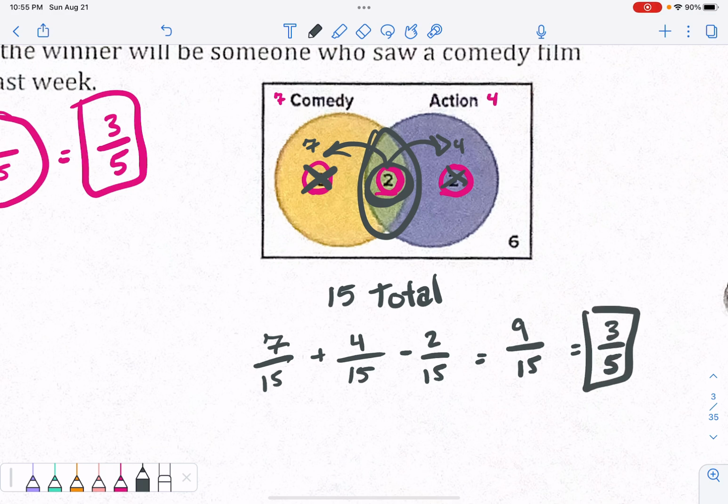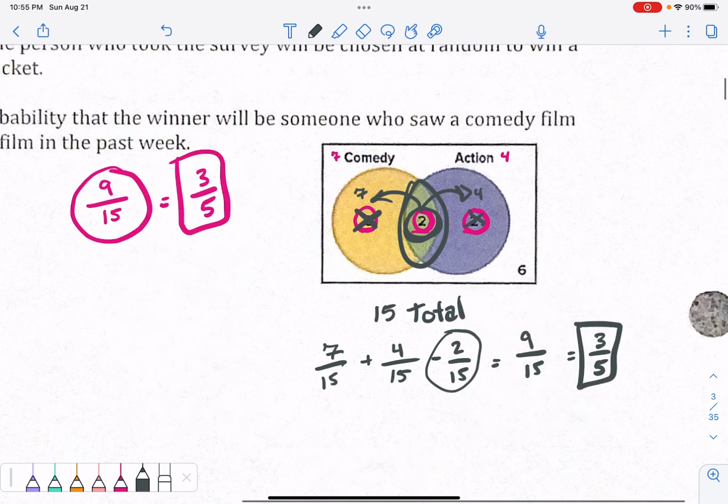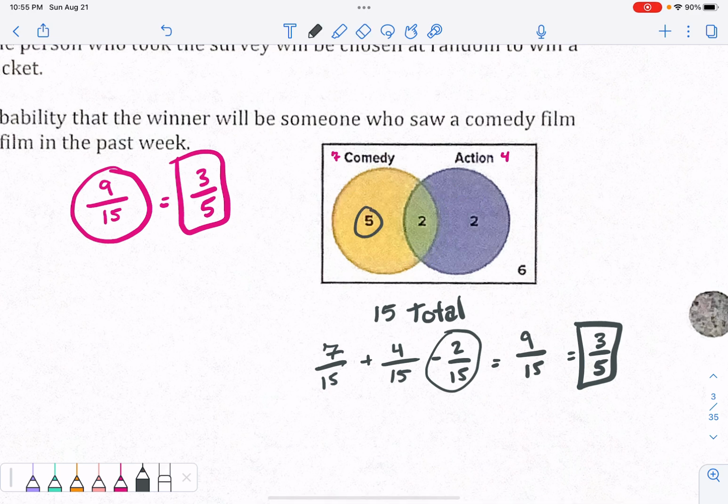So it just depends on the way that your Venn diagram is set up. If they're talking totals, you do have to subtract the person out of the middle when you're talking probability. But here, they're just saying, let me go back to this. They're just saying there's only 5 people that are comedy only, and then 2 more that are comedy and action, and then 2 that are only action. So we can just get away with adding those 3 numbers together to get 9 out of 15. Okay, I hope that wasn't so confusing.